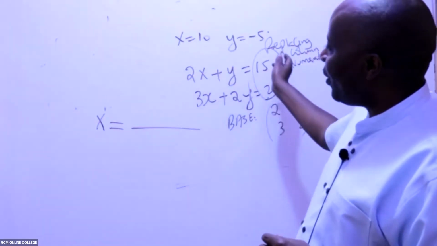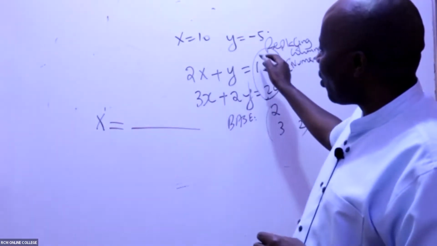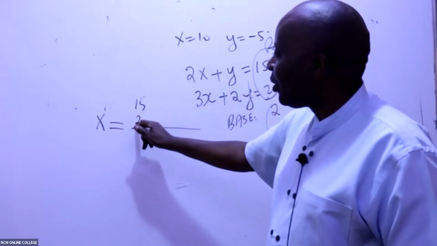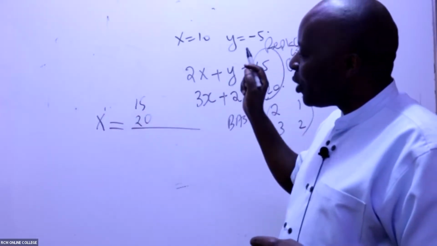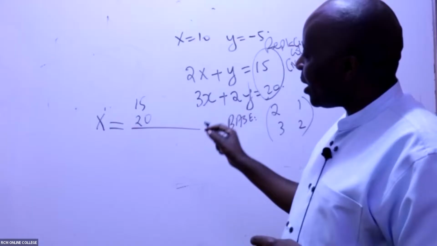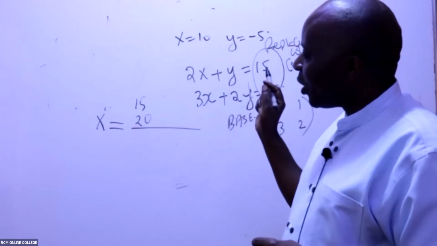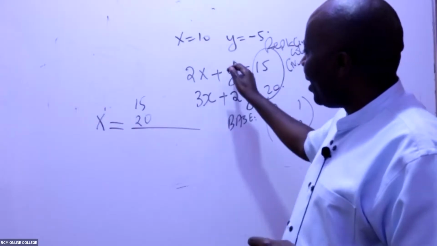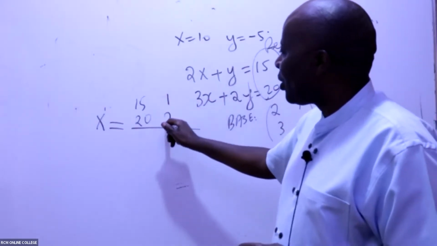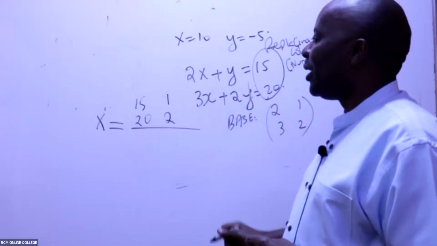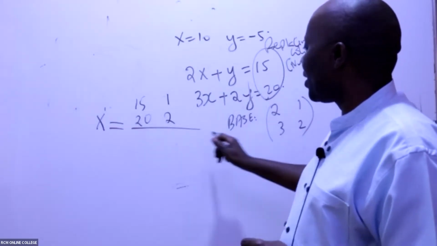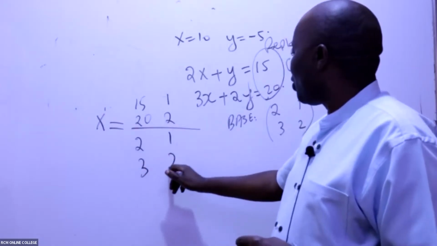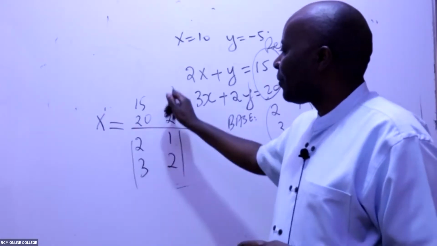So we'll have the replacing column taking over. So shall I have here 15, 20. If they want me to give them x, then it is only the column of x that can be affected. Y will remain. So y remaining means 1, 2, like that. Divided by the determinant of the base. The base here is 2, 1, 3, 2. So determinants like that.